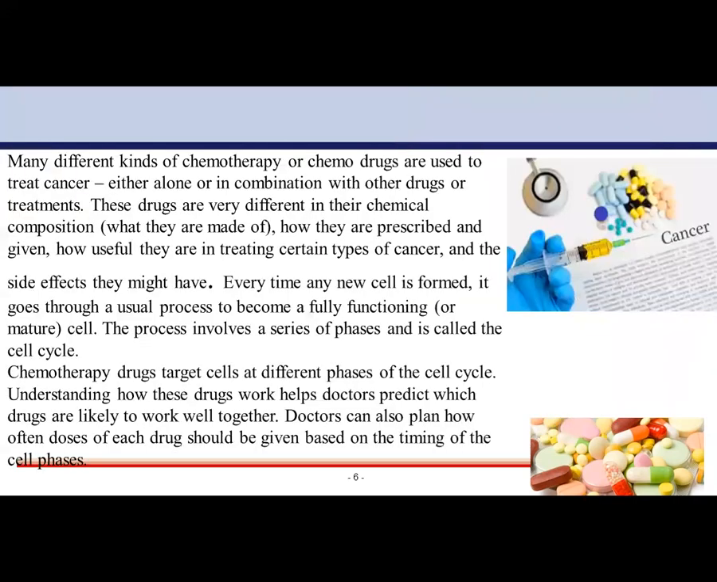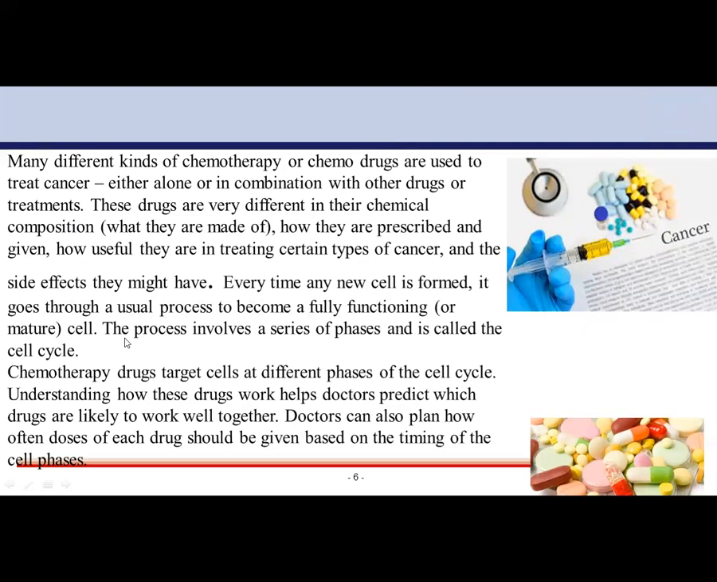Now, many different kinds of chemotherapy or chemo drugs are used to treat cancer, either alone or in combination with other drugs or treatments. These drugs are very different in their chemical composition, what they are made of, how they are prescribed and given, how useful they are in treating certain types of cancer, and the side effects they might have. Every time a new cell is formed, it goes through a process to become a fully functioning, mature cell. The process involves a series of phases and is called the cell cycle.